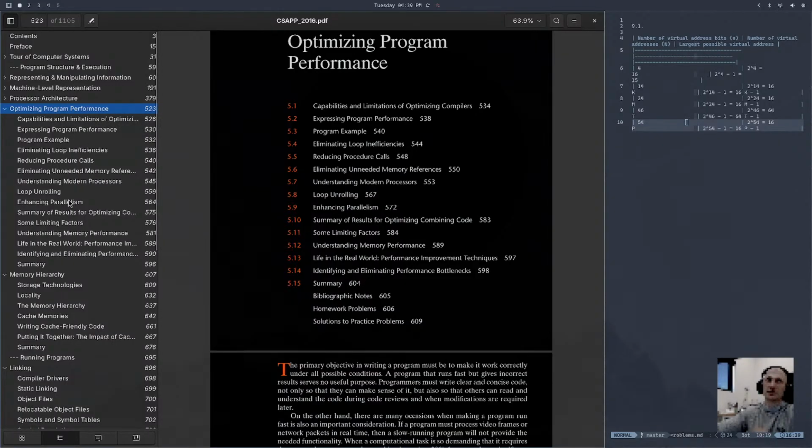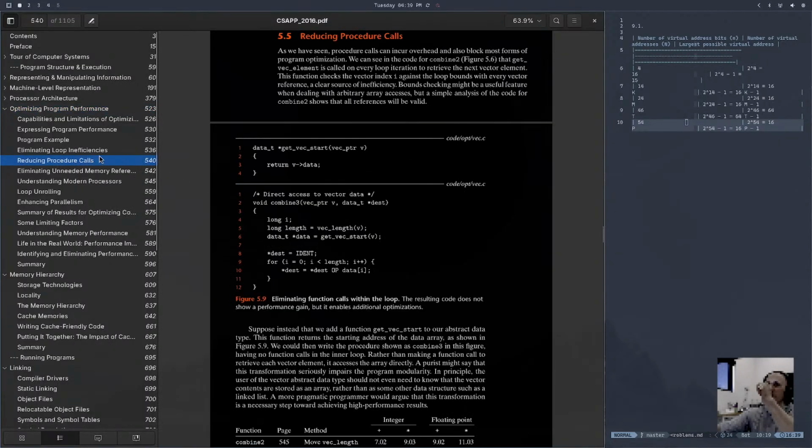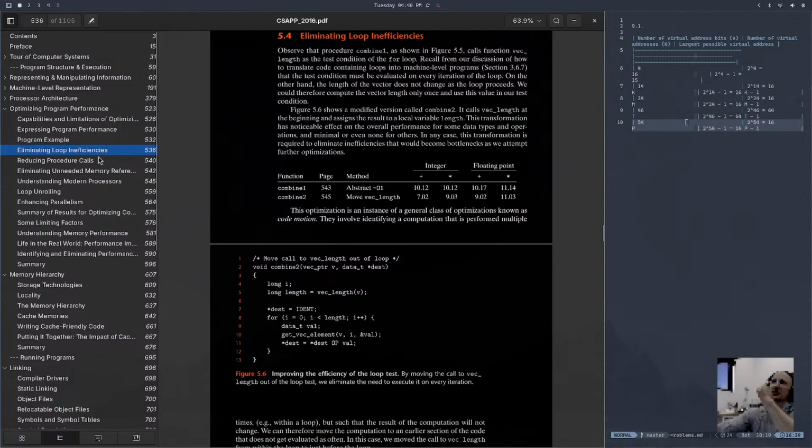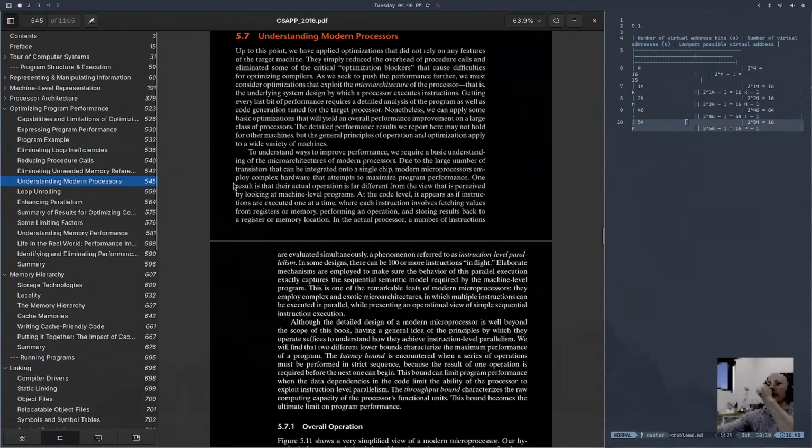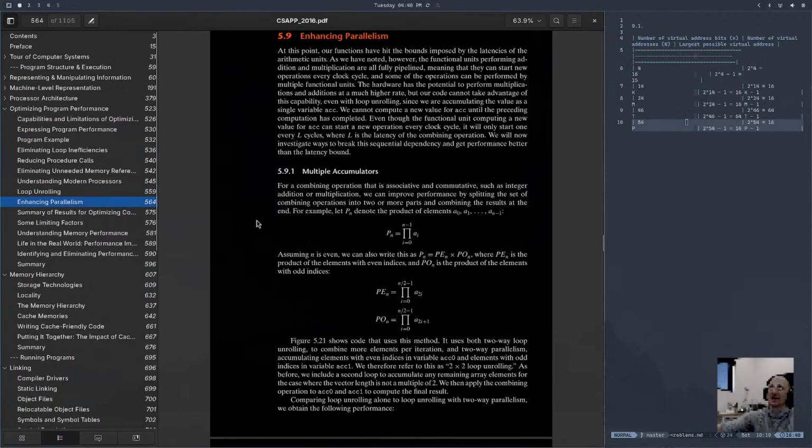I learned a good amount in this chapter about general optimization techniques. Some of these, like reducing procedure calls and eliminating loop inefficiencies, are common sense things that you would do naturally. But some of them require an understanding of the microarchitecture of the CPU, of the instruction set. And that gets into things like enhancing parallelism, where you have all these functional units inside of the CPU core, and you're trying to optimize for throughput and to saturate all of those functional units to keep them working as much as possible. Every clock cycle, have them doing some type of work.